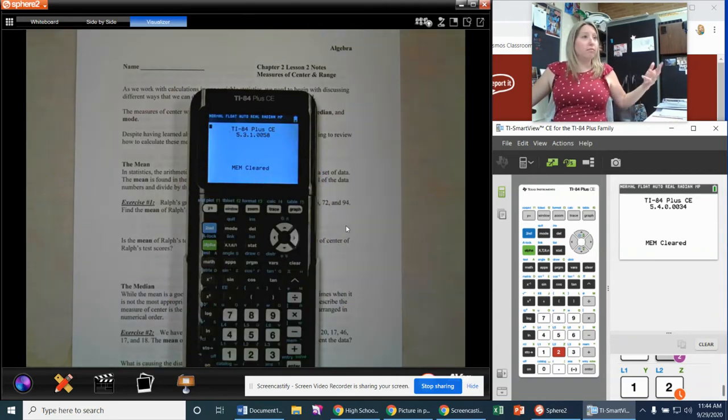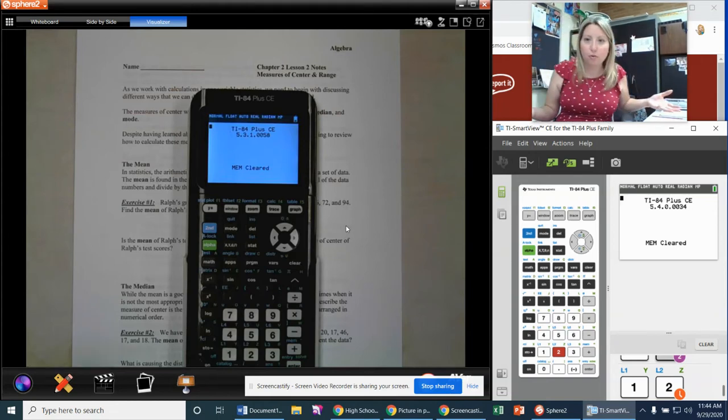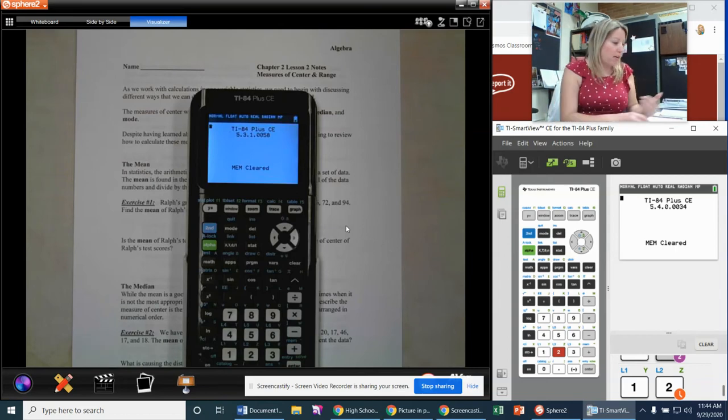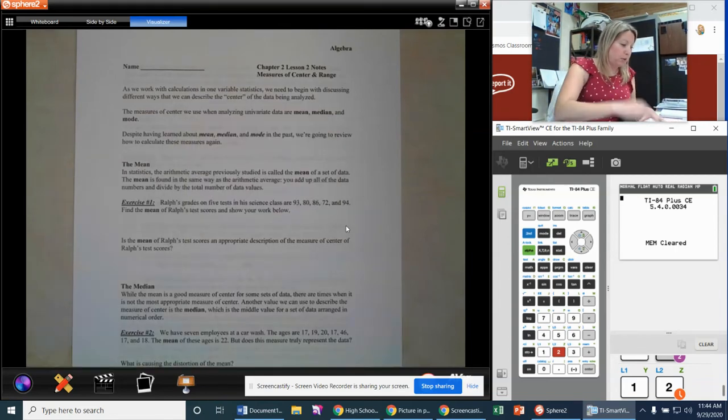All right, now I can actually get into mean, median, and mode. I'm going to show you how you can use your graphing calculator to find 2 out of those 3, and if you include range, 2 out of the 4 methods. That's what we're going to be reviewing today.